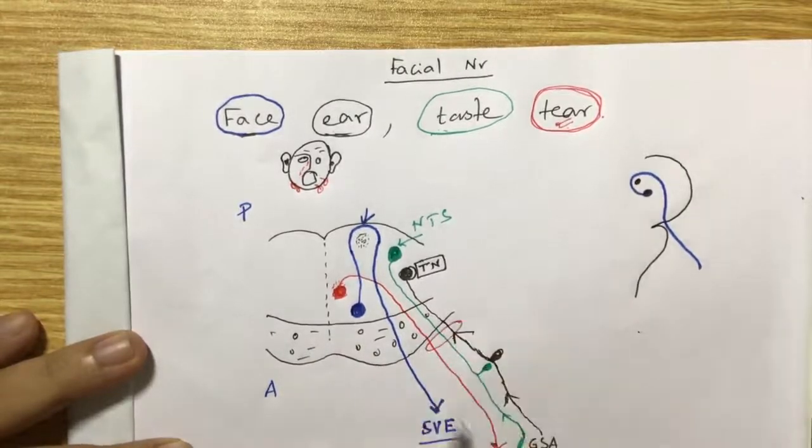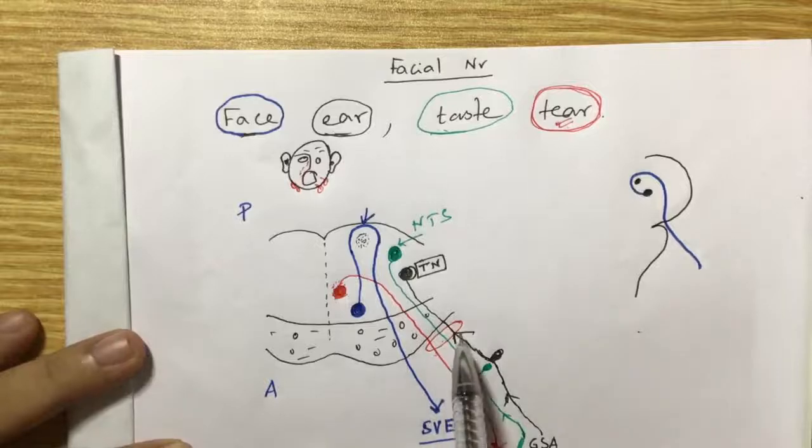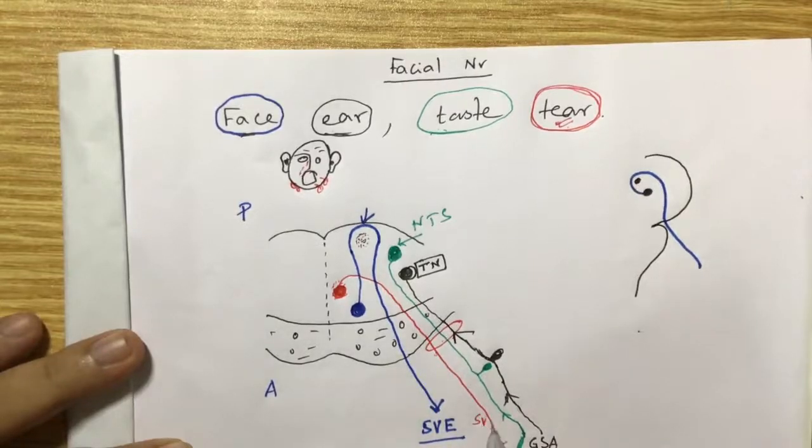This thing constitutes the sensory root. This is the motor root. In reality, this root is thicker than this. See, in the sensory root, there is one axon which is motor. It is a secretomotor. So this is sensory, it is a misnomer basically. This is a special visceral efferent secretomotor fiber going to supply that area.